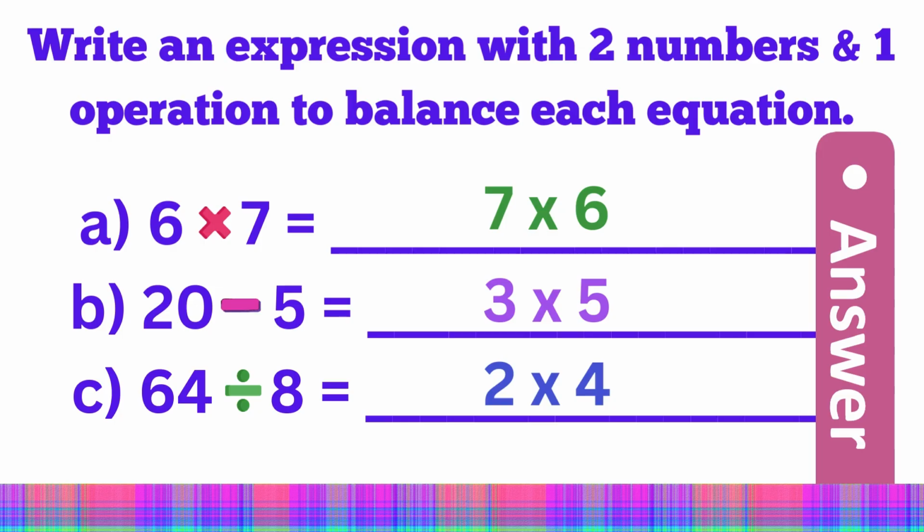For A, 7 times 6 also equals 42. For B, 3 times 5 also equals 15, just like 20 subtract 5. And 2 times 4 equals 8, which equals 64 divided by 8. Great job on that.